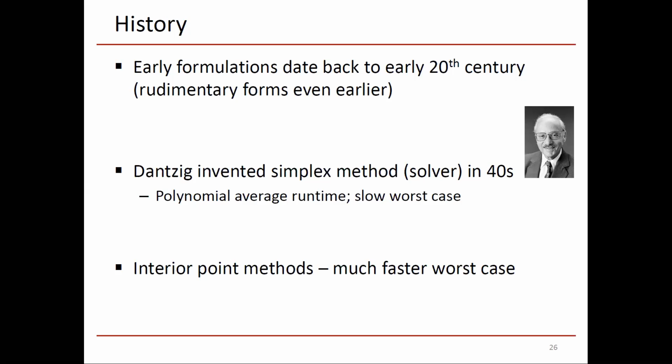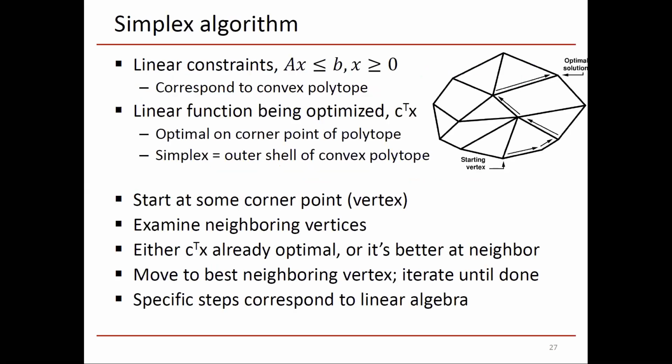And a more modern approach is called interior point methods. They have a much faster worst case than the simplex method by Dantzig, but on the other hand, the average runtime is comparable. So to give you just a bit of insight about the simplex algorithm, we have these linear constraints that Ax is less than or equal to b, and x is element-wise greater than or equal to 0. This corresponds to a convex polytope. Polytope is a fancy mathematical word for basically a diamond, as you're seeing in this illustration.